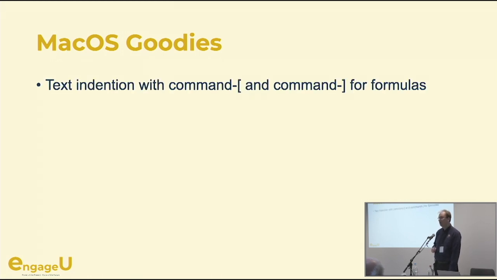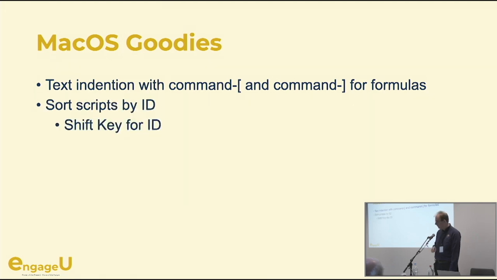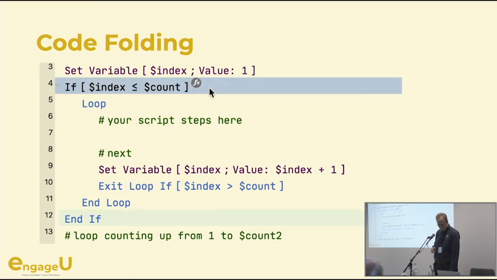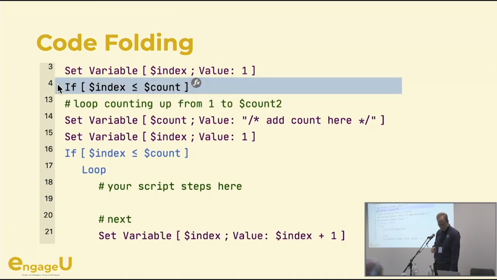And then we have some goodies for macOS, because we can. Oh yeah, we have to come to the end. So you can indent text, shift left and right. You can sort scripts by ID or name up and down. You can use code folding if you like to see where to hide some code.